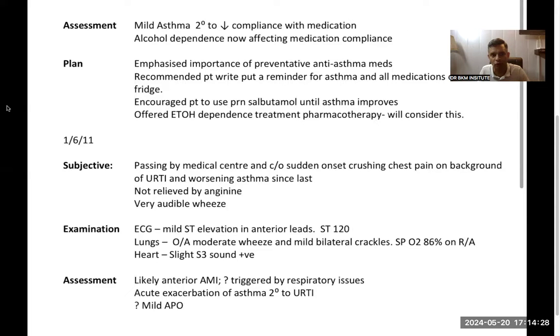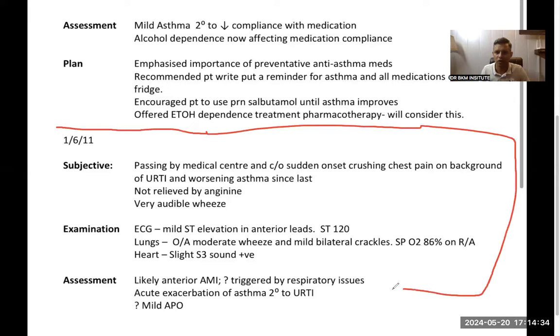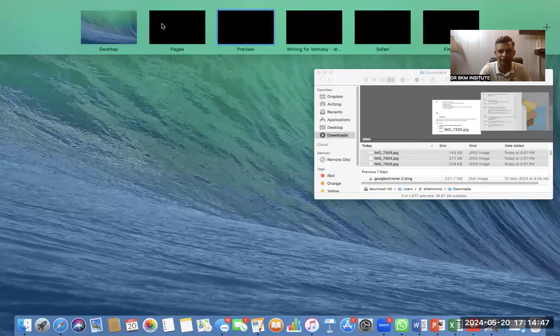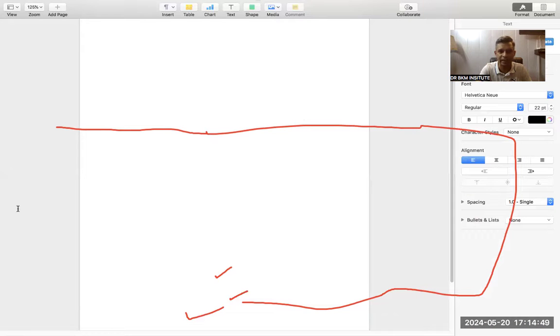First, try to sort out your first paragraph. Make it simple. First paragraph is this. This is the main thing. So now what I can see, patient is having AMI or worsening asthma or mild APO. So first of all, learn to write the first paragraph. I'm just going to write the first paragraph. You will see how easy.